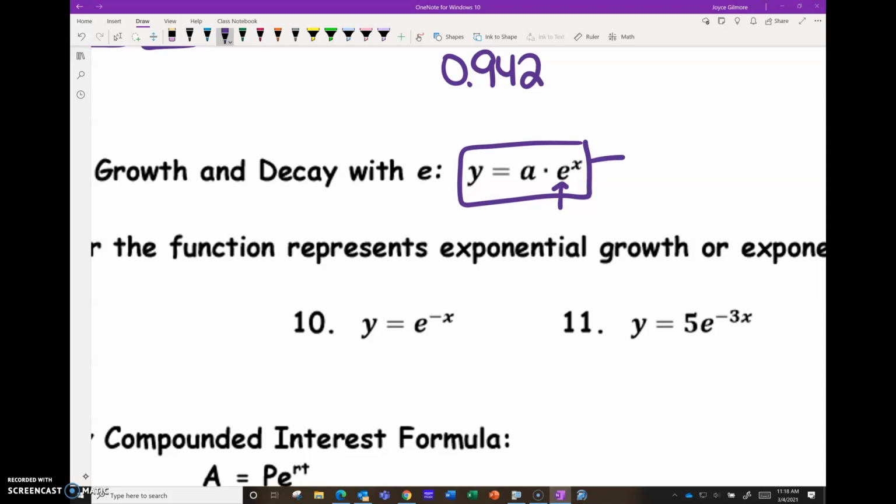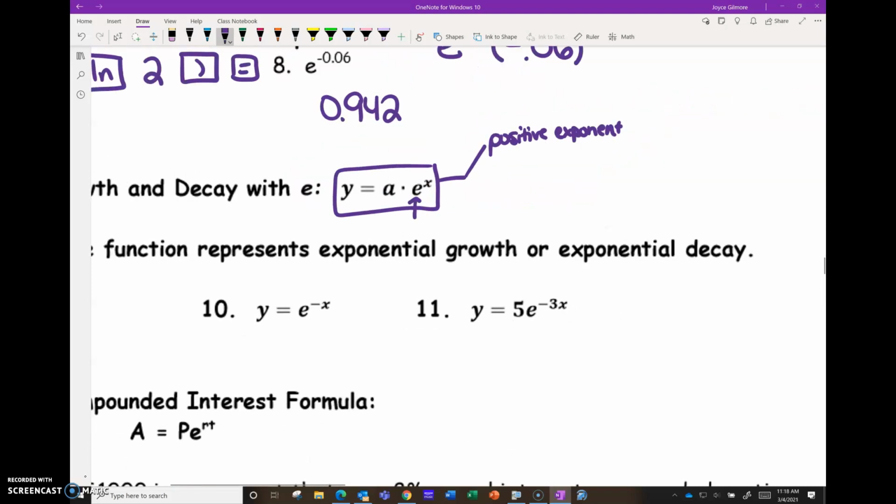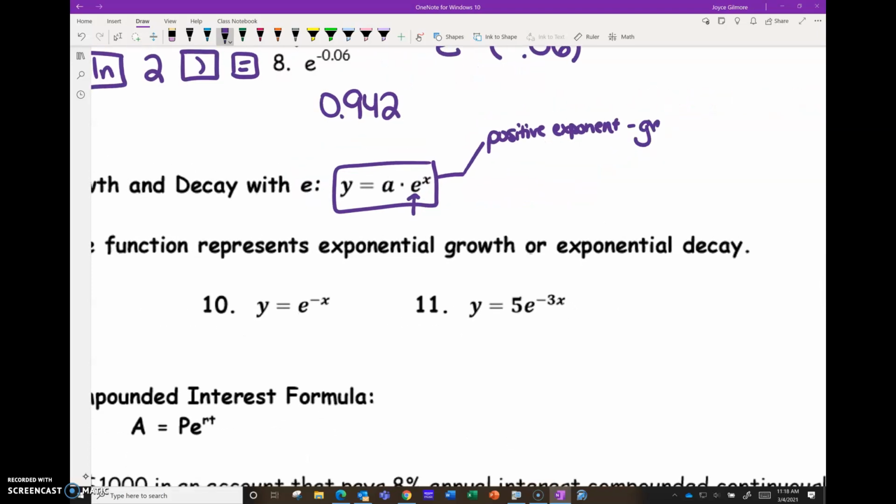So if this has a positive exponent, it is going to represent exponential growth. If it has a negative exponent, it's going to be exponential decay.